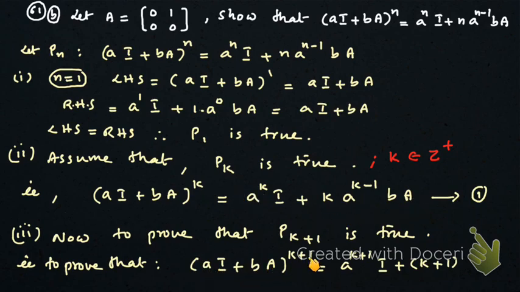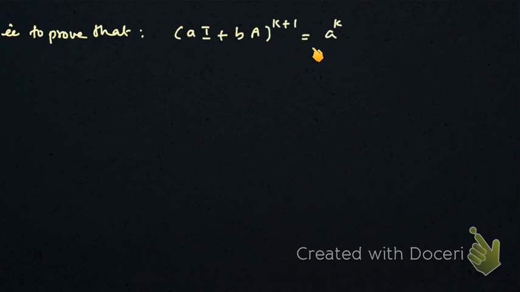So (aI + bA) raised to n becomes k+1 is equal to A raised to k+1 into I, plus k+1 into A raised to k+1-1, which is k, into b and A. This is what I have to prove. And anything I need to prove, we have a standard approach. I'm just copying one more time what exactly I'm supposed to be proving here. And to prove that, I'll start with the LHS.